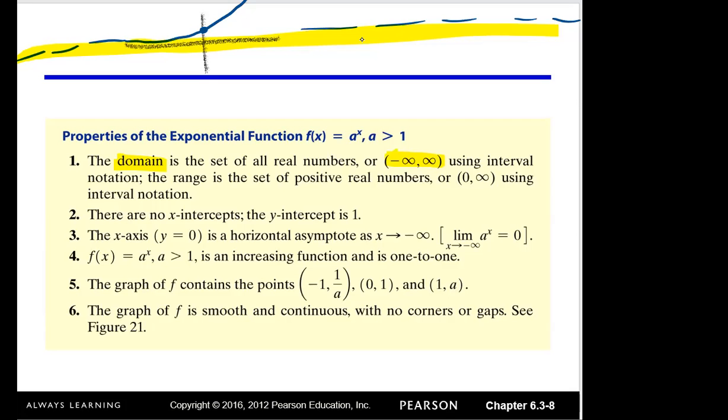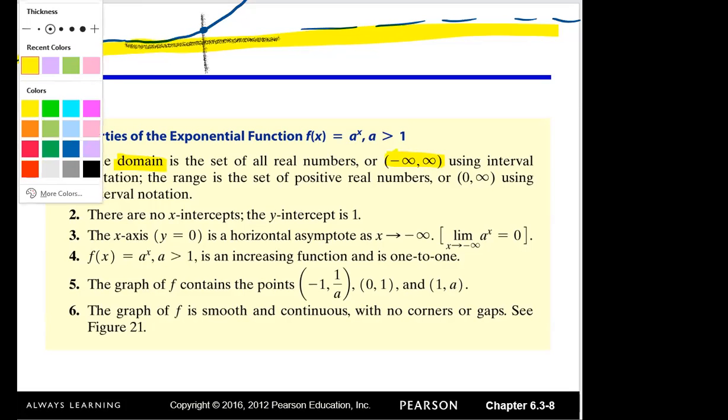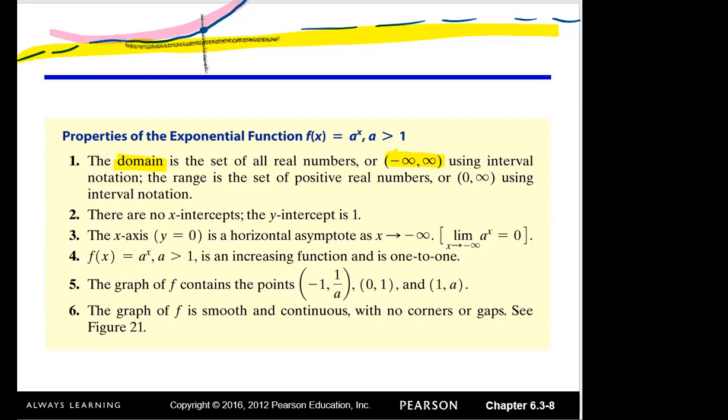The function f of x equals a to the x, a is greater than 1, is an increasing function and is 1 to 1. It's increasing when you look at the graph. It's going uphill, so that's increasing. And it's smooth and continuous, and like on the previous slide, it contains those 3 points. So now that is if a is greater than 1.